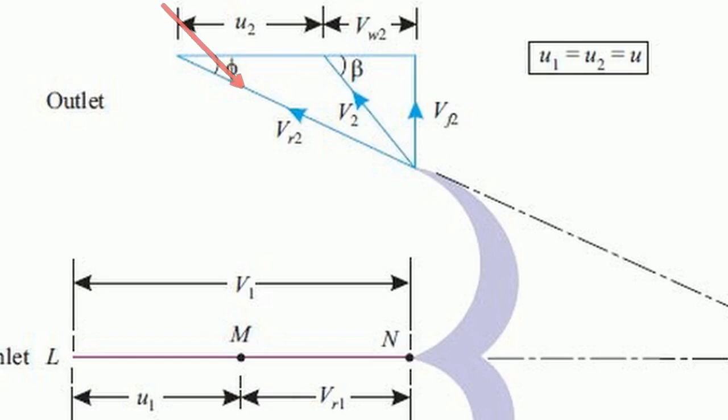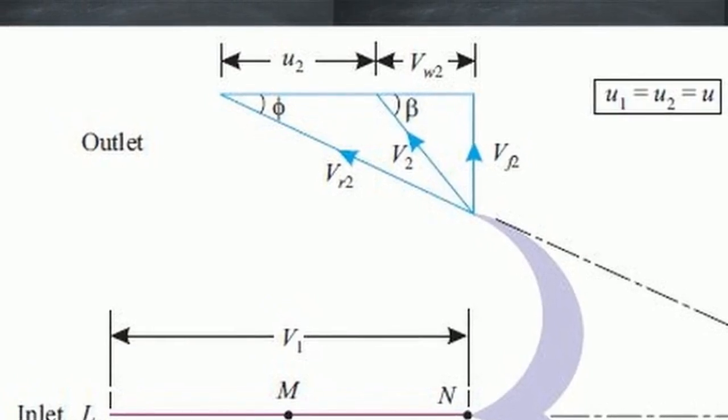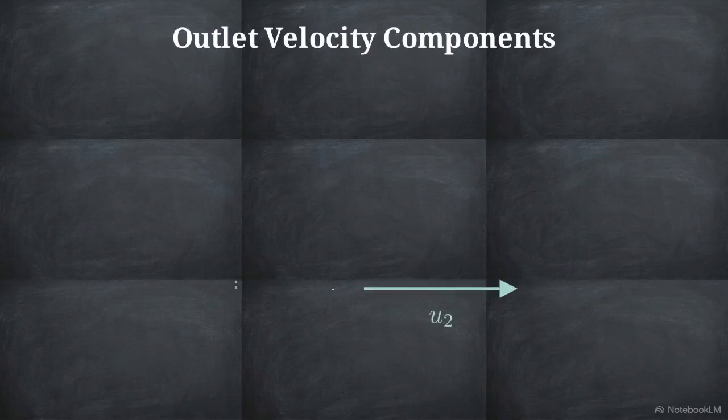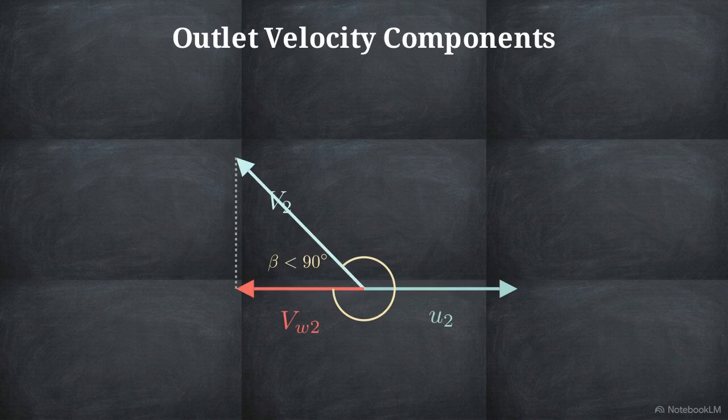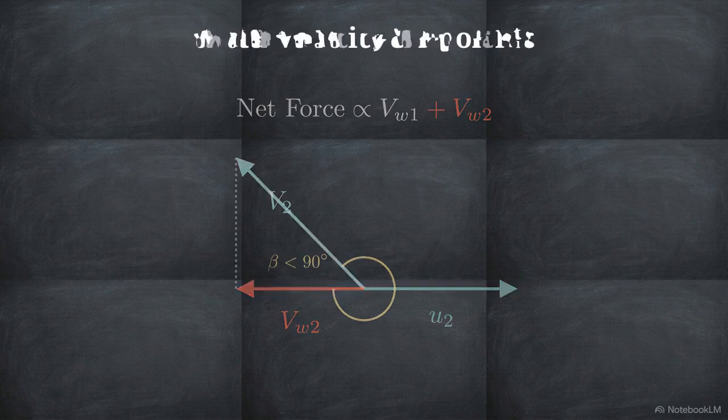The most common error in these problems is the sign convention for work done. Focus on the top outlet triangle. Notice the angle beta. When beta is less than 90 degrees, the whirl velocity, vw2, points in the opposite direction of the bucket motion, u2. Because of this opposing direction, the standard formula calculates the net force by adding the components, vw1 plus vw2.